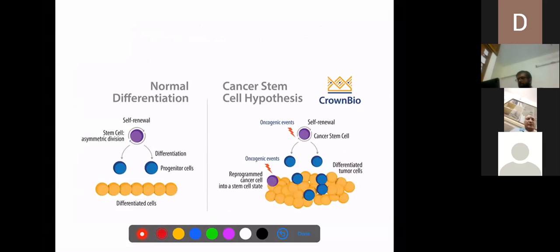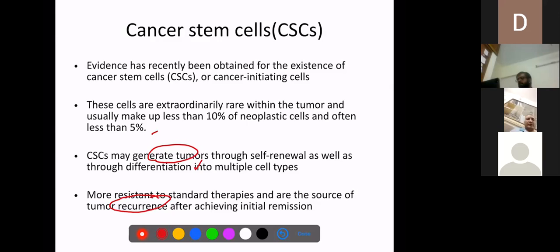Normally there is going to be a stem cell division. It will undergo differentiation and produce the progenitor cells, and these progenitor cells will undergo further division, which will lead to differentiated cells. What happens in cancer stem cells? These cells are extraordinarily rare. That means if 1,000 differentiated cells are there, only one cancer stem cell will be there. That means very, very rare within the tumor.